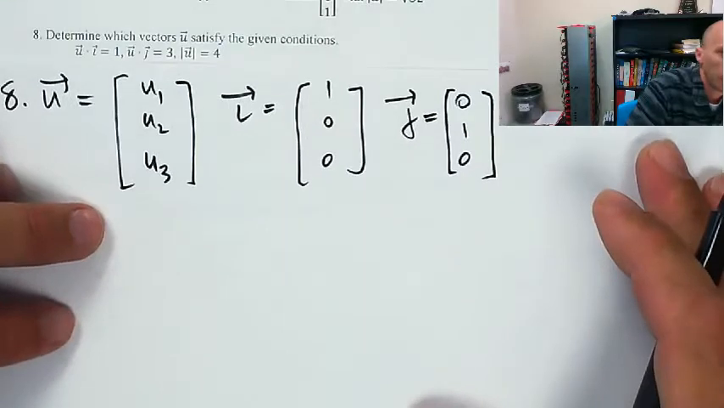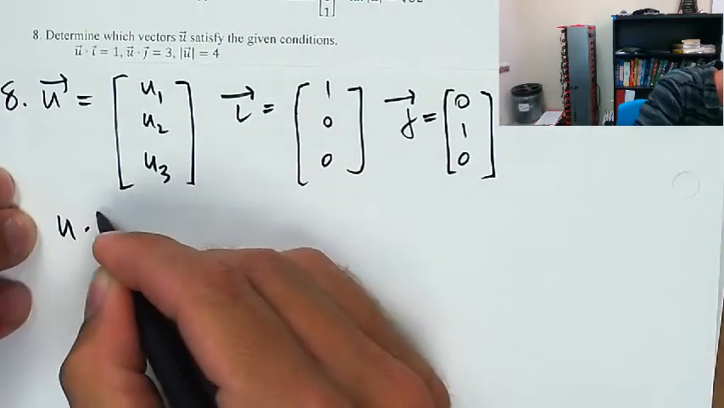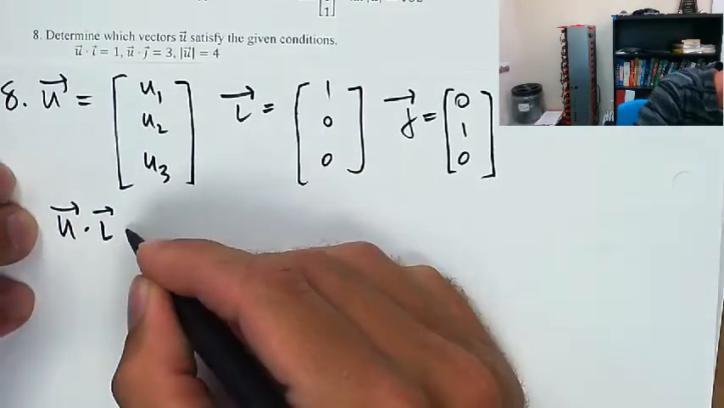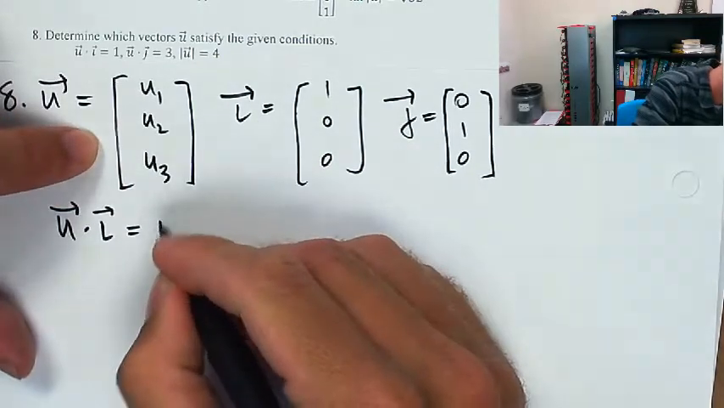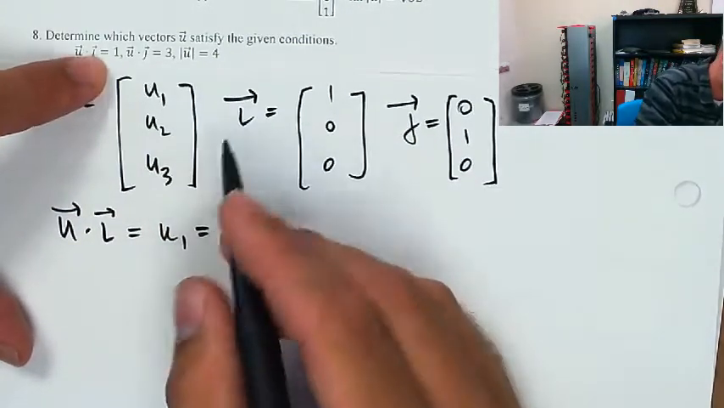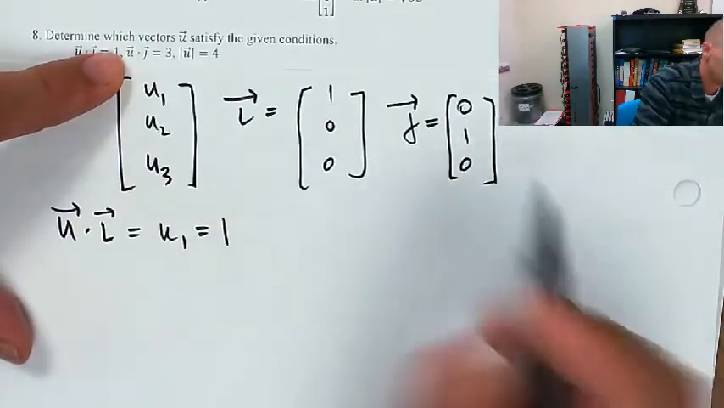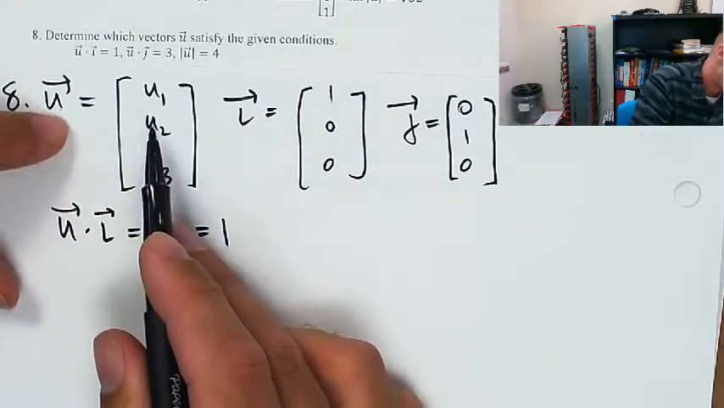That's going out of my shot. Okay, and so U dotted with i is going to be U1 plus 0 plus 0. But then they told me in the statement of the question that U dotted with i has got to equal 1. Okay, so that means U1 equals 1. Okay, I've got that coordinate set.